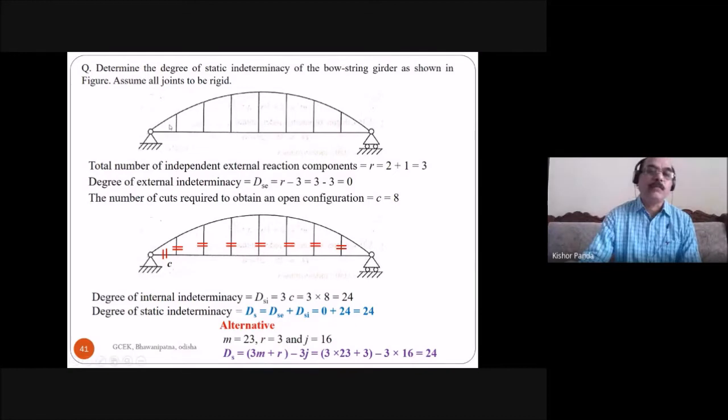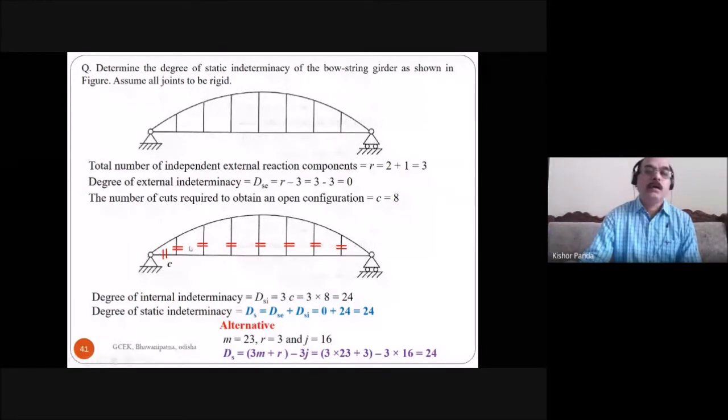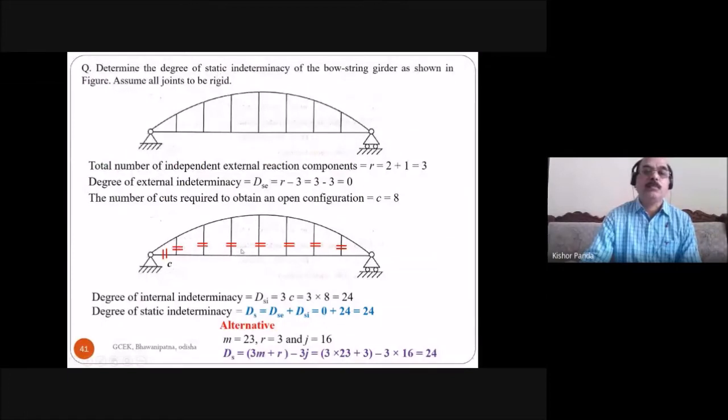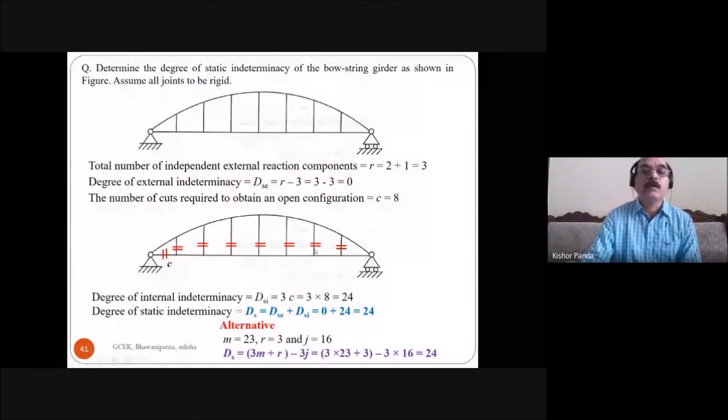Start from here, 1 chord here, this is open. Another chord here, this is open. 1 chord here, this is open, and so on with each chord, this is open. Now the structure becomes the open configuration. How many chords did you take here? How many chords?